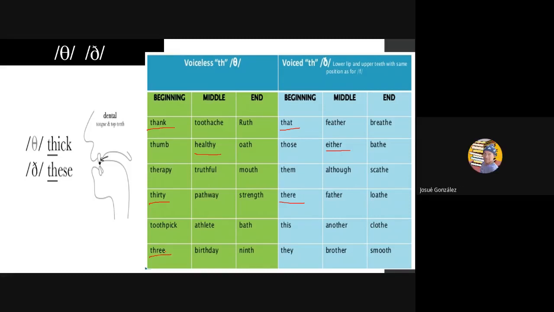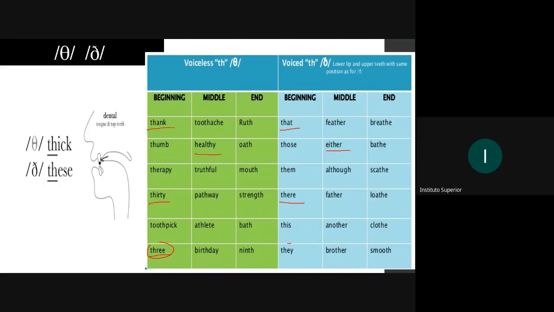This one. Three. Look what happened with this word. Most of the people, when they pronounce this word, say tree. Do you know what a tree is? Árbol. Three. Yes. If you say tree, it's an árbol. If you say three, okay? Three. Yes. And this one?